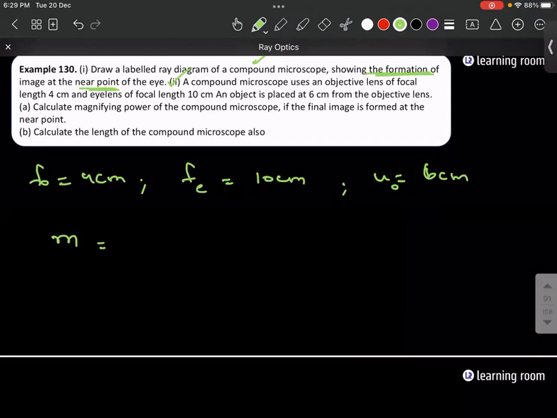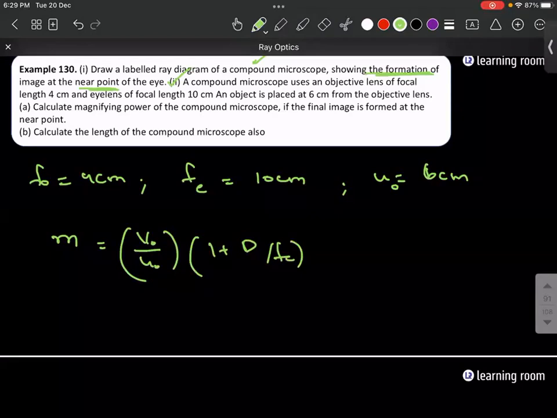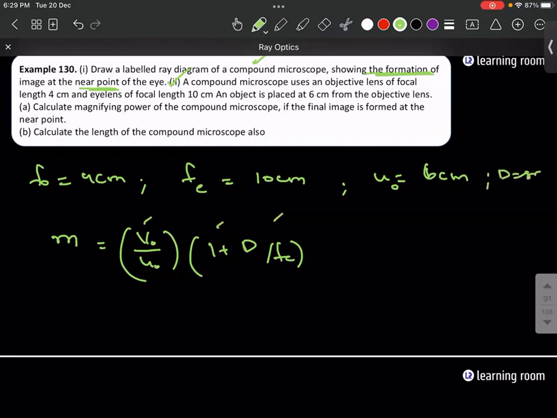So M will be equal to V naught divided by U naught into 1 plus D divided by FE. What do we not know in this problem? In this formula, we have all the data. D is 25, because they told near point. FE is known, D is known, U naught is known, V naught is not known. So what we'll do is we'll use the lens formula.